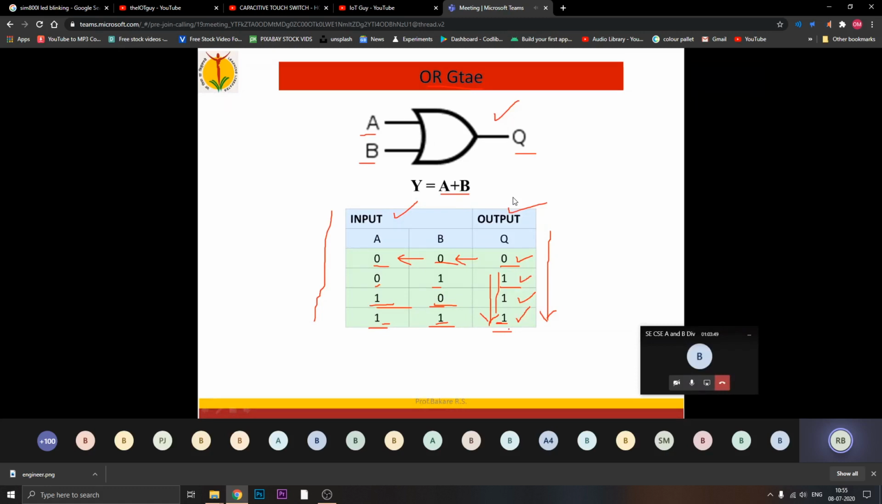So before I switch to the next gate, up till this point, if you have a problem, please unmute yourself and you can ask me. Regarding the definition of signal, regarding the digital circuit, and regarding only the basic gates. If you have any problem, you can ask me. Please unmute yourself and ask me a question.